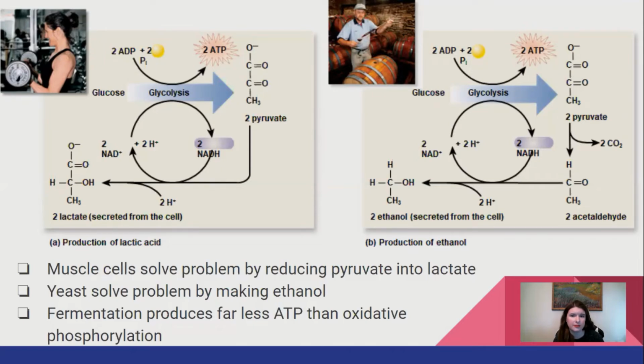There are different kinds of fermentation, and that depends on what species you're talking about, rather than like a liver cell versus a brain cell. So we have two types of fermentation. We have lactic acid fermentation, and we have ethanol fermentation or alcoholic fermentation. So an example of lactic acid fermentation is what happens in your muscles.